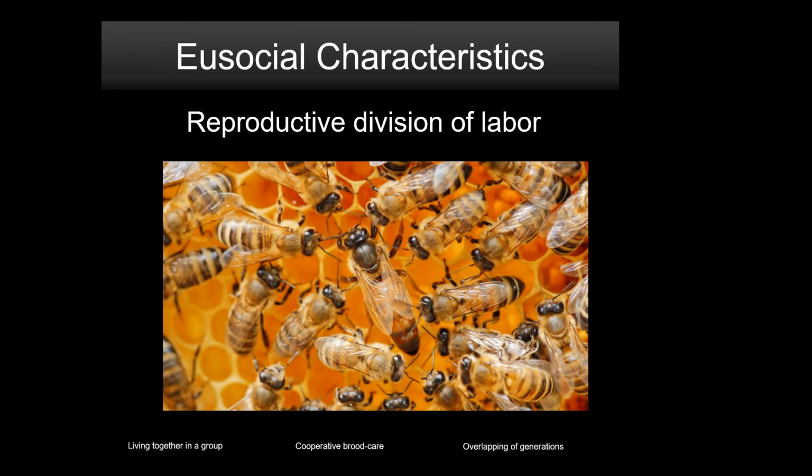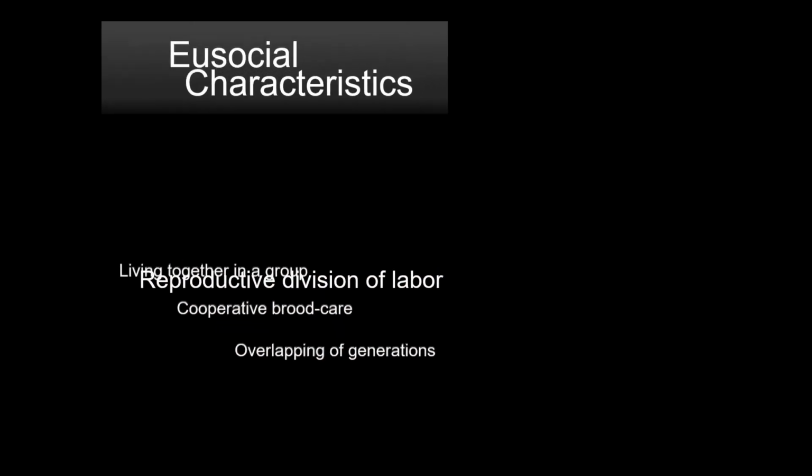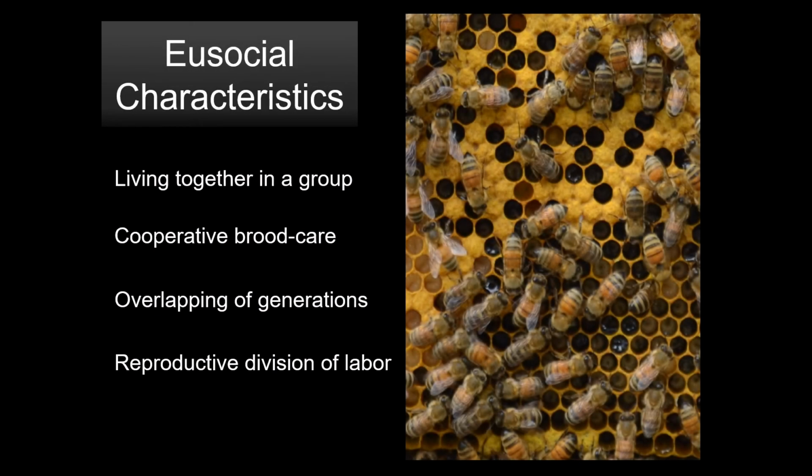And the final eusocial characteristic of the honeybee is that they have a reproductive division of labor where not all members reproduce. While the worker bees are all females, it is the responsibility of a single queen to reproduce for the entire colony. These eusocial characteristics are necessary for the honeybees to survive.